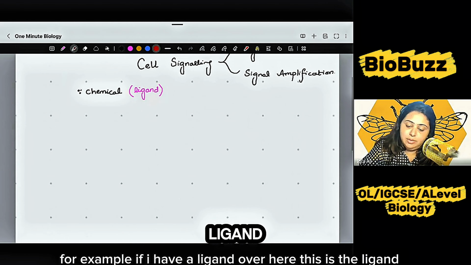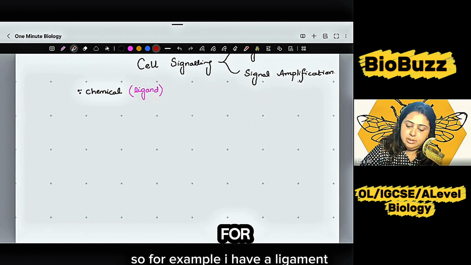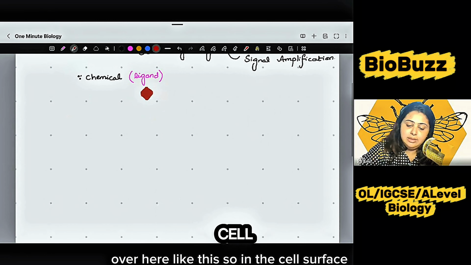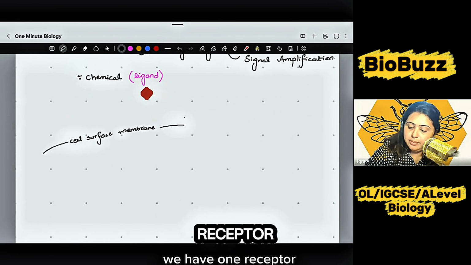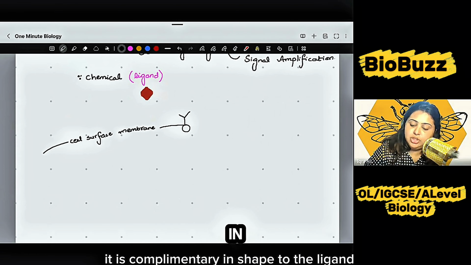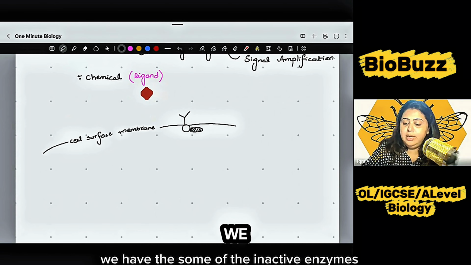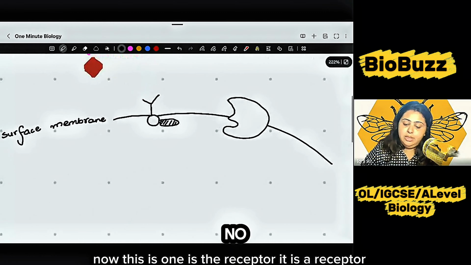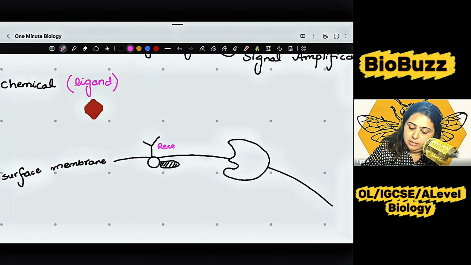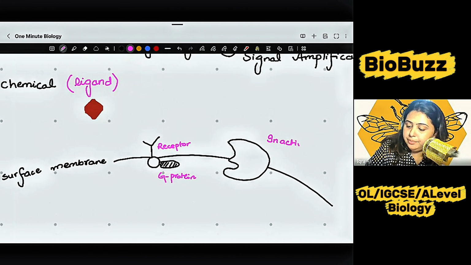For example, I have a ligand over here. It's too big, let's make it small. I'm sorry. So for example, I have a ligand over here like this. In the cell surface membrane, we have one receptor which is complementary in shape to the ligand, and with the receptor we have some G protein, and along with the receptor we have some inactive enzymes present over here. This one is the receptor. This is the G protein. This is an inactive enzyme.